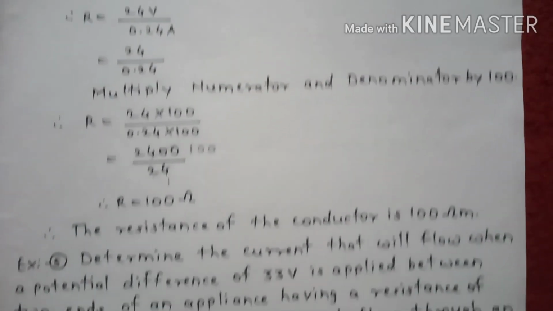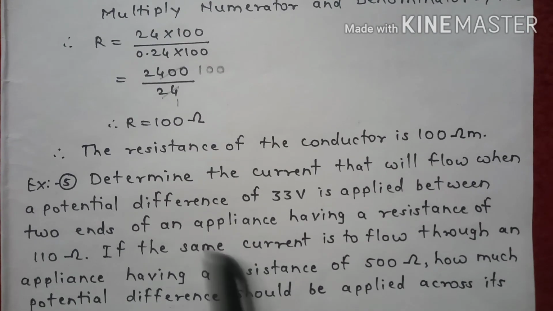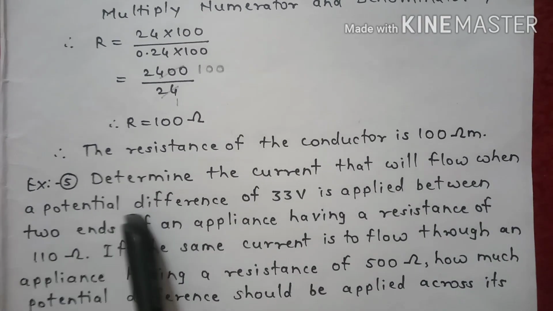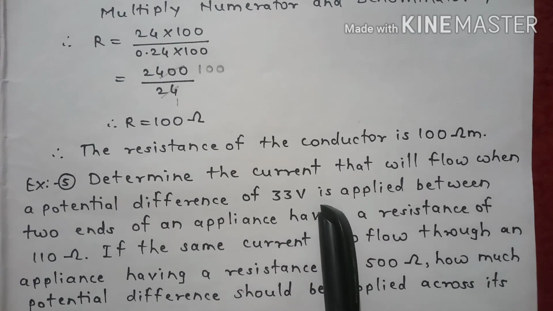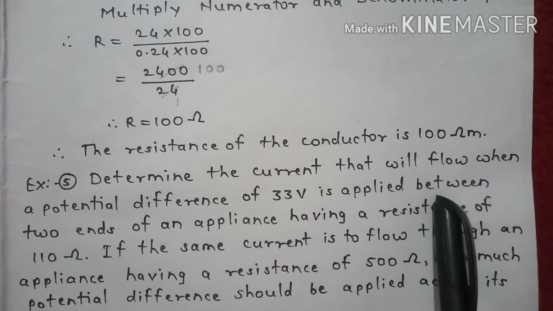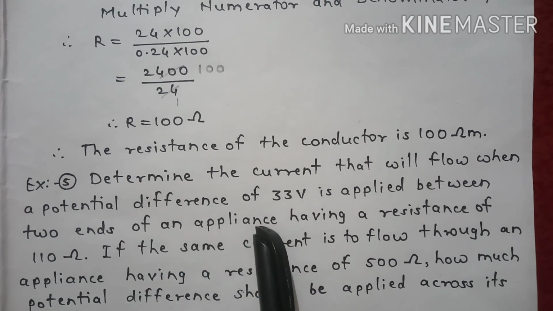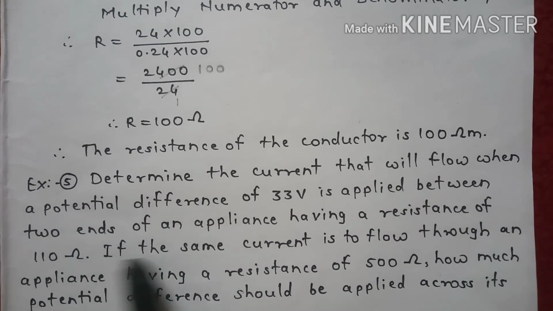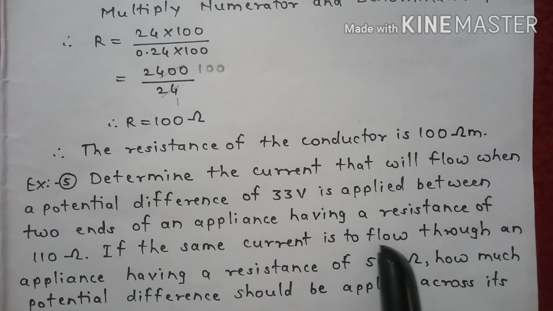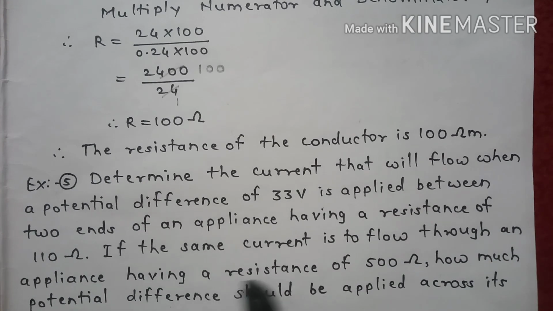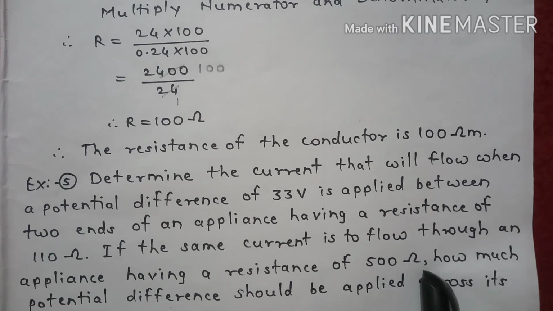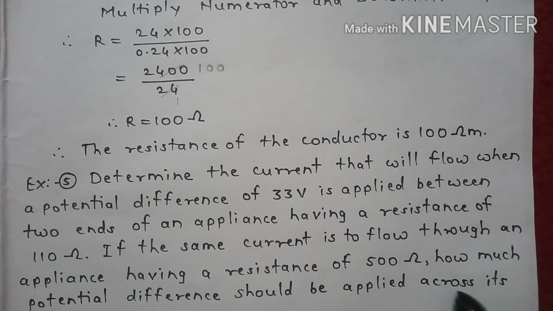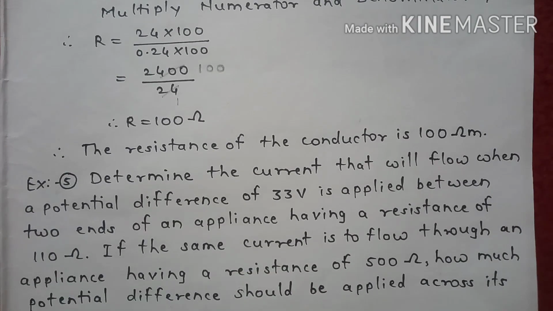Now next example we will see. Determine the current that will flow when a potential difference of 33 volt is applied between two ends of an appliance having a resistance of 110 ohm. If the same current is to flow through an appliance having a resistance of 500 ohm, how much potential difference should be applied across its two ends?